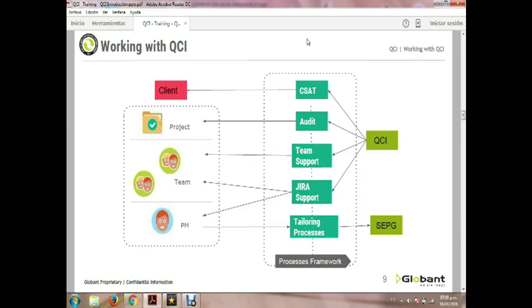Let's see how QCI interacts with other areas and people like you. When a project manager is assigned to a project, he must define in PPQA the project tailoring according to the framework of the project. As mentioned, the tailoring involves customized standard practices according to the specific characteristics of the project. After that, the tailoring is sent for approval to the Software Engineering Process Group. It is a group formed by specialists of processes and practices.